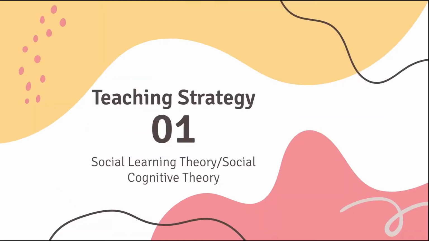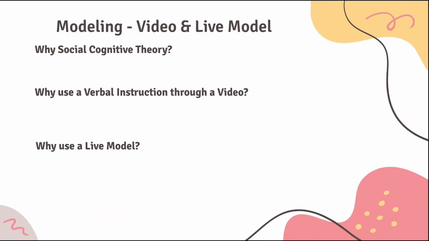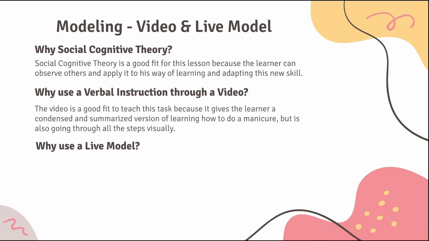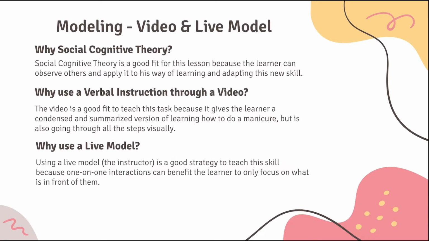she could teach this skill to someone who has never done nails before because she was once in the same position. The first teaching strategy uses the social cognitive theory. This theory is a good fit because learners can learn new skills by observing others and slowly start to do the same task on their own. When showing the video of a manicure, the learner is able to get a concise summary of all the steps needed to perform the task and can visually see the steps being done through the screen. The live model is a good way for the learner to see the task being done in front of them and can ask the instructor to clarify any questions.